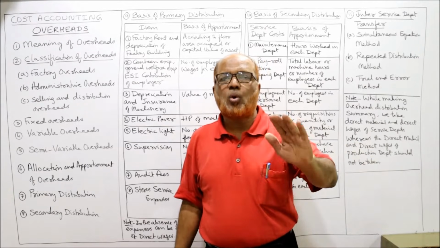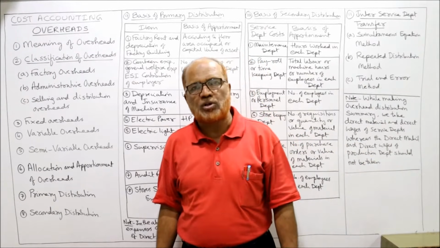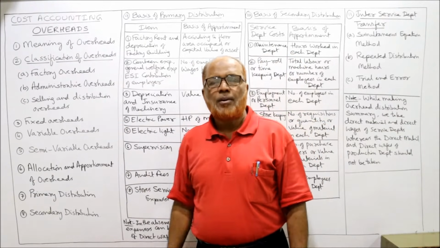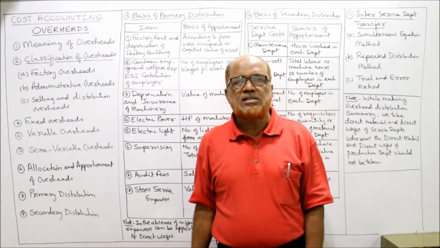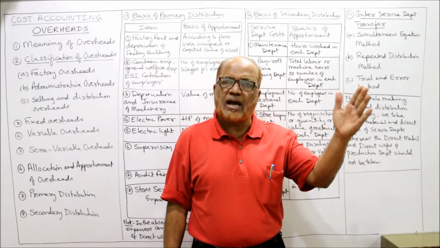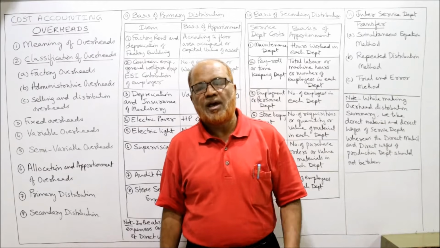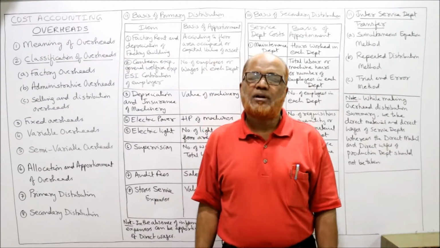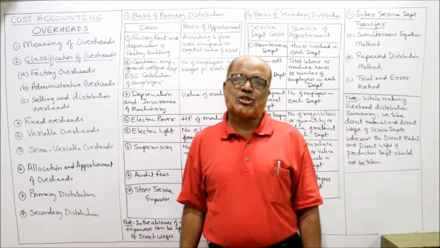Any cost which is over and above the prime cost is called overheads. Now, classification of overheads. Broadly, we can divide the overheads into three categories: factory overhead, administration overhead, and selling and distribution overhead. And these concepts we have already discussed in the chapter on unit and output costing.